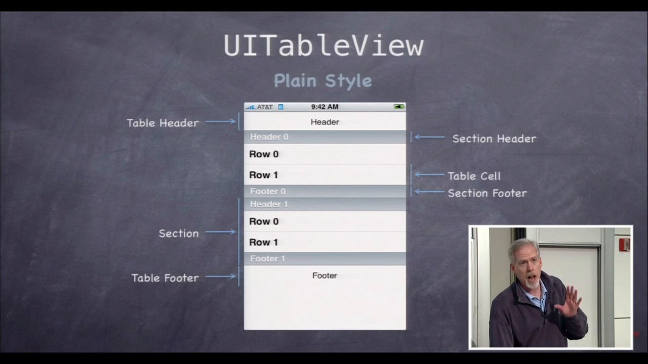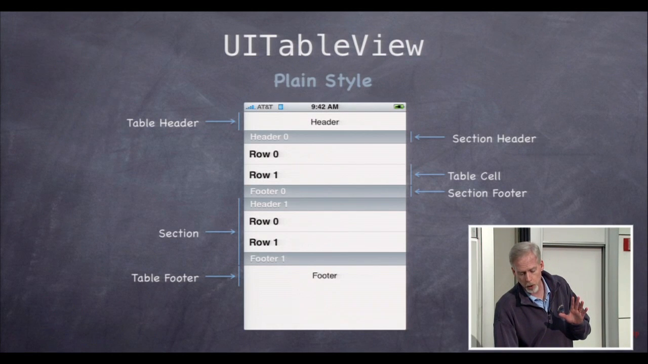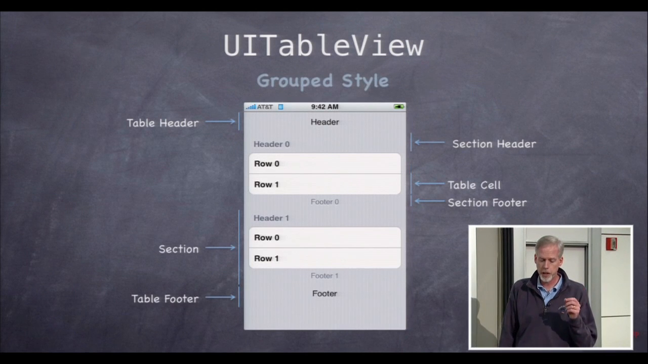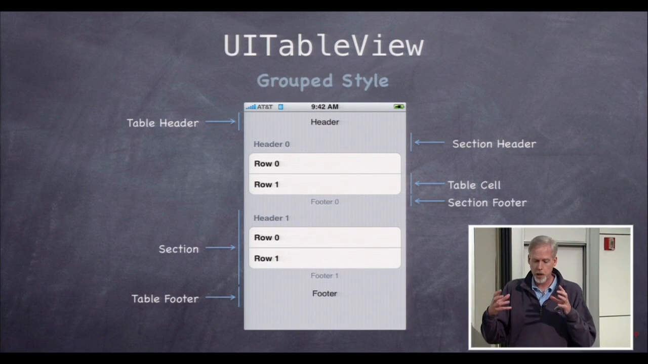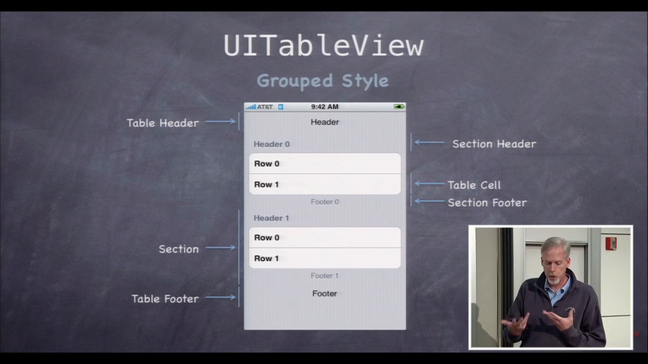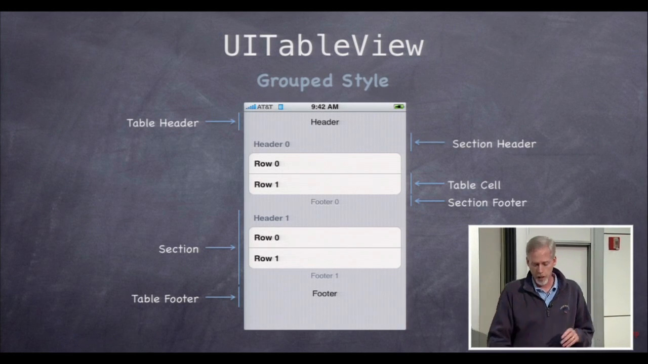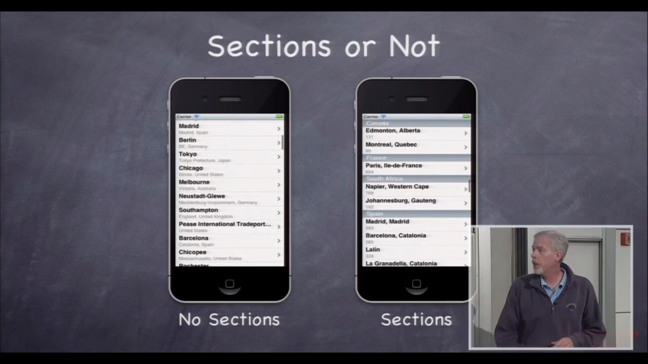And we use exactly the same terms to describe the group style. So here's what the group style looks like with all those things. Okay, so the section headers are there. They're above the rounded rects. You can still have a header and footer on the table. The rows are inside these little rounded rects. Okay, understand that? So let's look at sections or not.